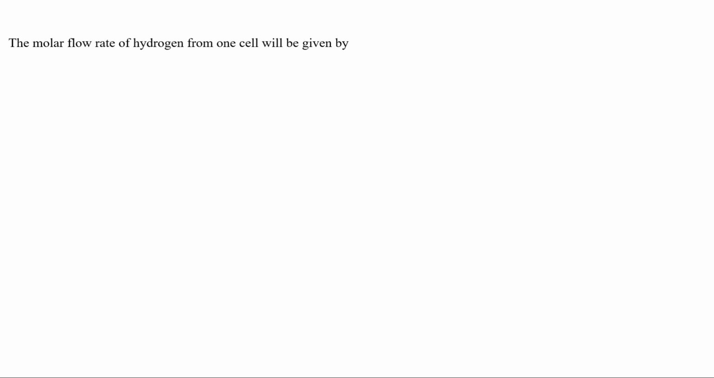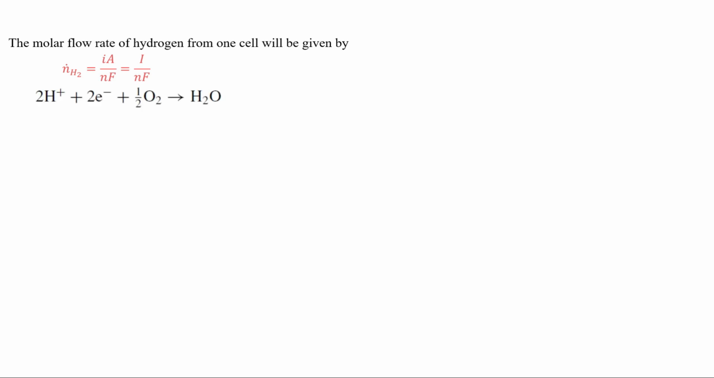The molar flow rate of hydrogen from one cell will be given by Faraday's law. It is N_H2O equals I over nF. Here I is the current generated from a fuel cell, and we have determined that from this particular fuel cell 80 amperes current will be generated. Small n is the number of electrons involved in 1 molar reaction, and F is the Faraday constant.